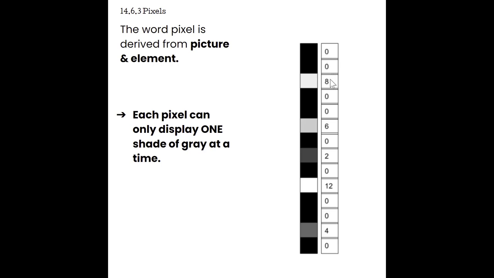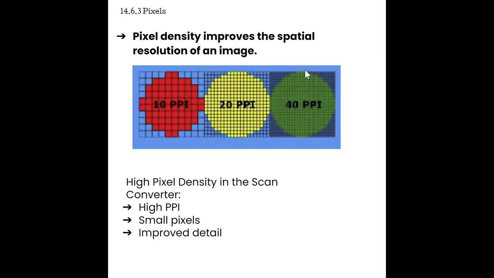What's important to note about each of these pixels in the memory is that each one can only display one gray at a time. We can't split this box into two and say, make part of it an 8 and part of it a 3. It doesn't work. You can only display one gray per pixel. Now this is important when we talk about detail in our images. So pixel density is going to improve the spatial resolution of an image. When we have more pixels per inch, we can display more detail.